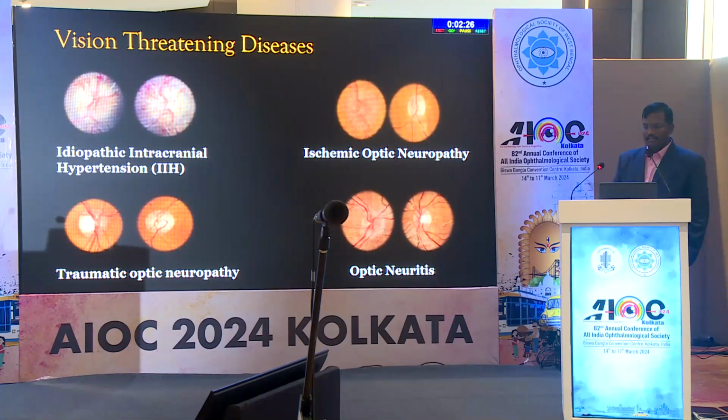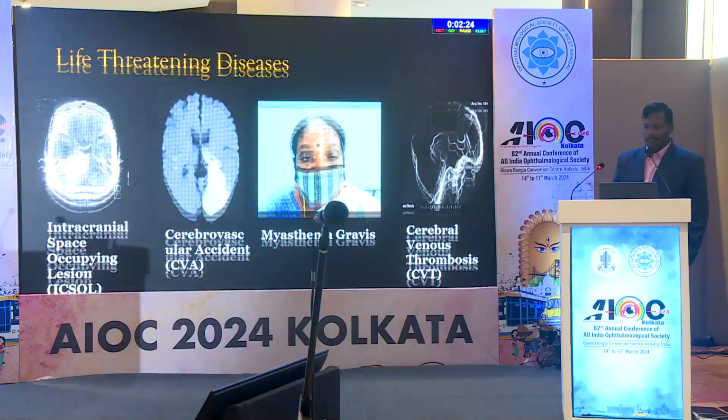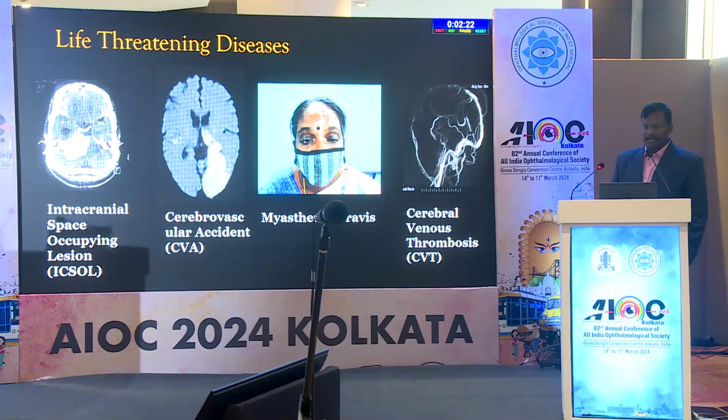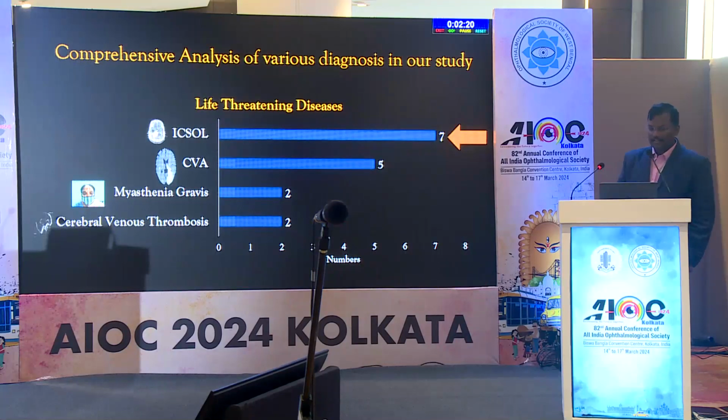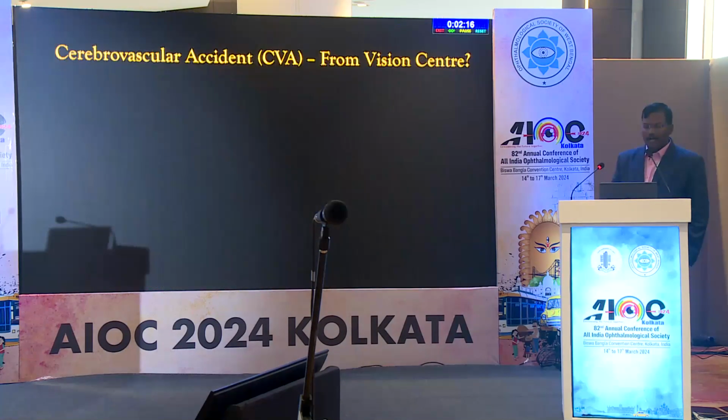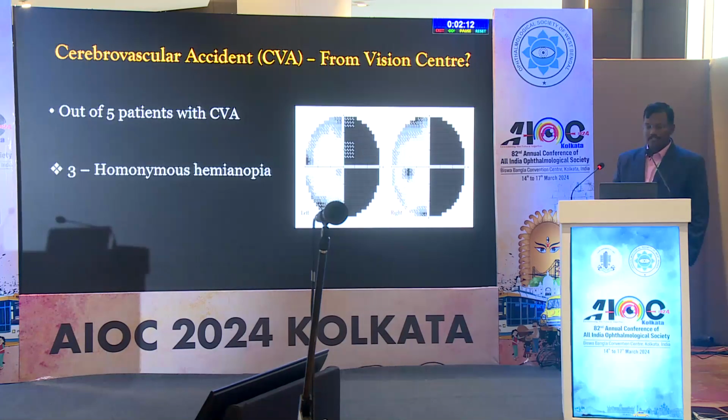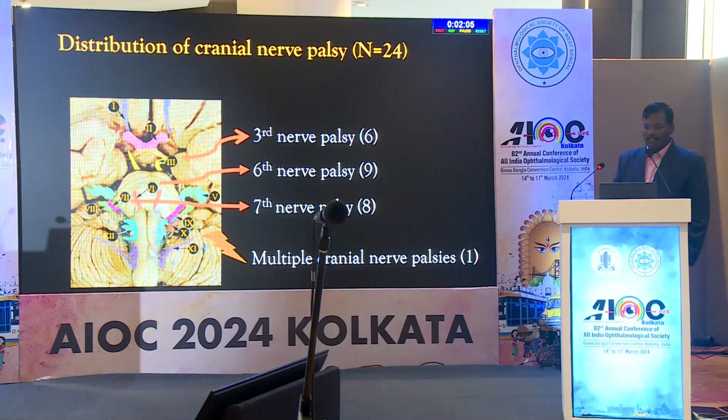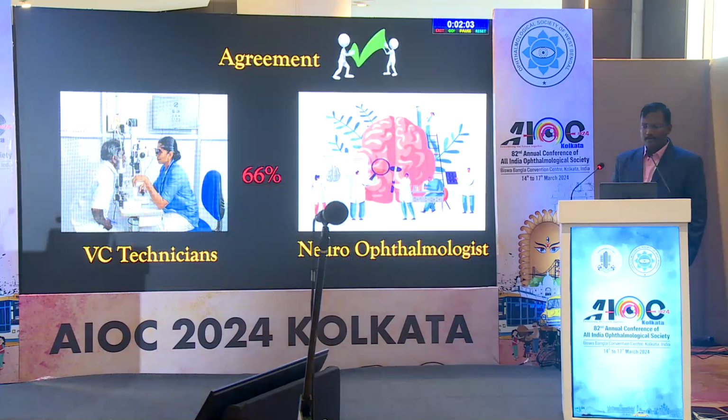Among the vision-threatening diseases, ischemic optic neuropathy was found in large numbers, and among the life-threatening diseases, intracranial space occupying lesions were found in large numbers, about 7 patients. CVA from a vision center? Yes, we found around 5 patients referred from a vision center in a 1 year period. 3 had homonymous hemianopia and 2 had cortical blindness. Among the cranial palsies, 6th and 7th nerve palsies were found to be more common.